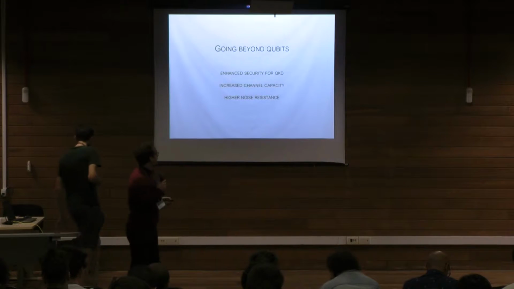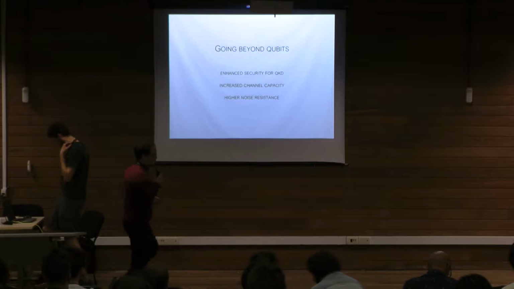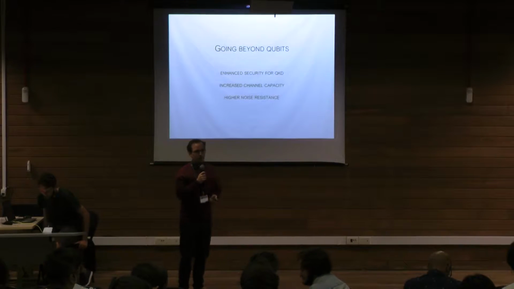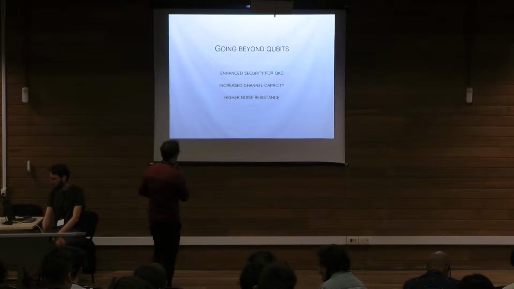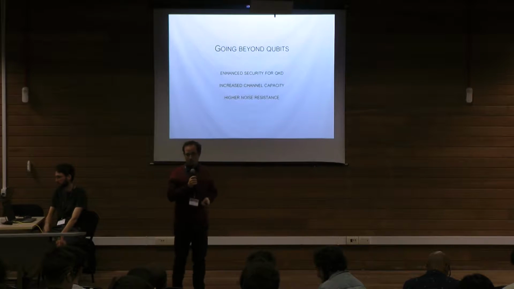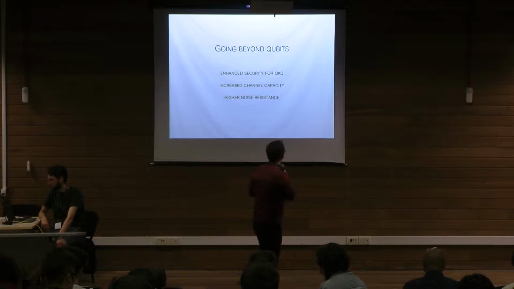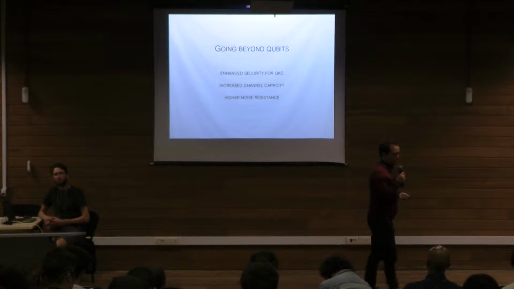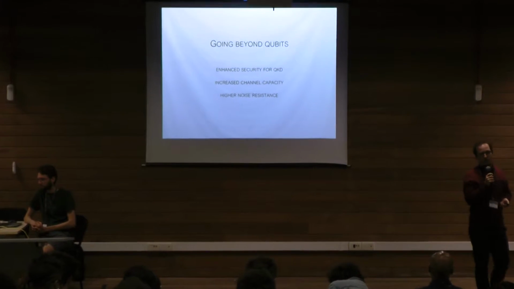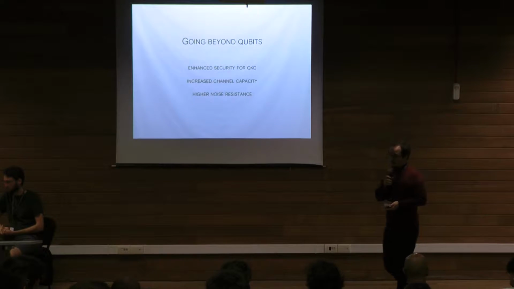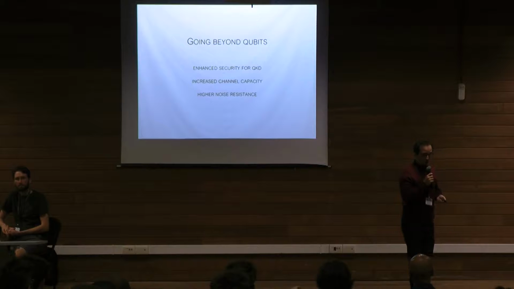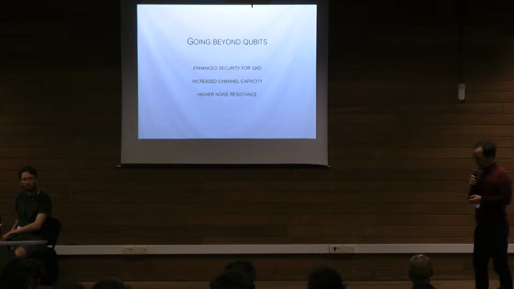a little bit. If you go beyond qubits, then it turns out that entanglement in higher dimension has many interesting properties and can lead to some serious advantages. For example, in QKD, or higher channel capacities, or in fact higher noise resistance, because you can mix in more white noise to high dimensional entanglement, and it still stays entangled where lower dimensional entanglement wouldn't, right?